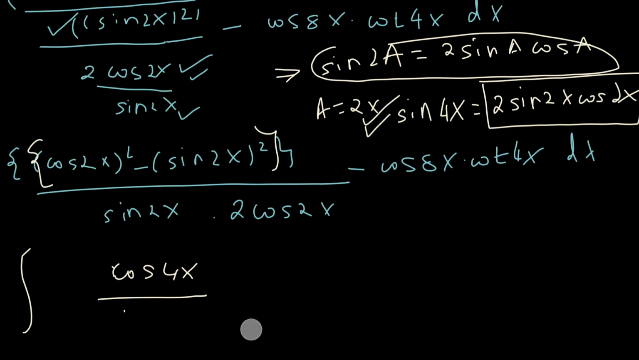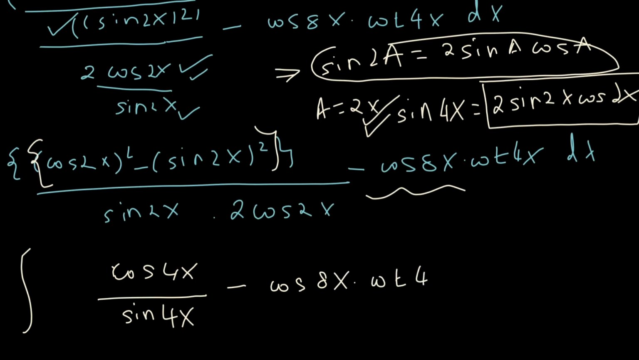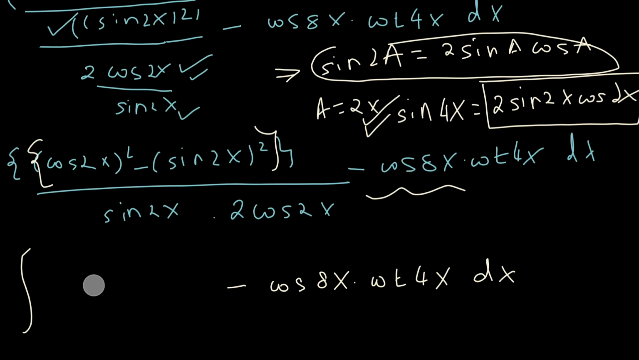So this thing over here can be just replaced with sine of 4x, and minus the second term as it is, that is cos of 8x into cot of 4x, and at the end dx, okay? Now this thing over here is simply cotangent of 4x, that is cot of 4x. This is the basic of the trigonometry.